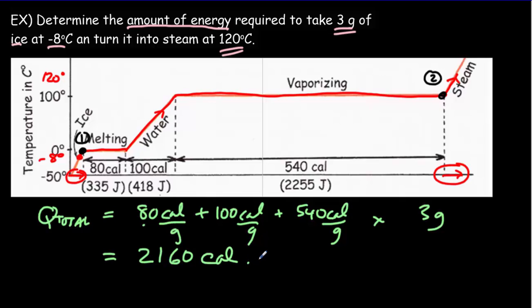Graphs are kind of awkward. They're difficult to carry around. They're not all that accurate. So we'd rather do this more mathematically. Let's see how we do it more mathematically. And we should end up with an answer that's a little bit bigger than 2,160 calories.